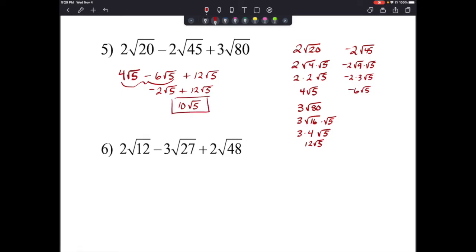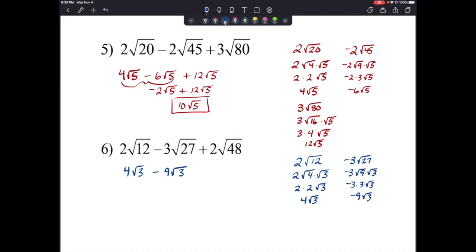Number 6, 2 radical 12 minus 3 radical 27 plus 2 radical 48. So let's just go ahead there and simplify those. Square root of 12 is like the square root of 4 times the square root of 3, or 2 times 2 times radical 3, which is 4 radical 3. We've got a negative 3 times the square root of 27. I think we already broke down the square root of 27, right? It was like the square root of 9 times the square root of 3, or I think we end up with negative 9 radical 3.